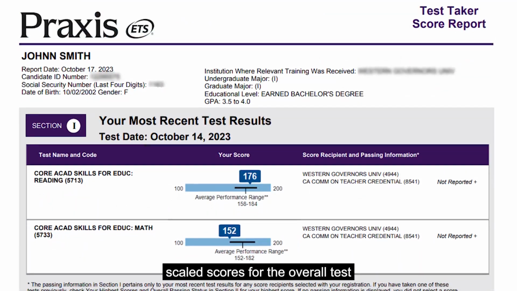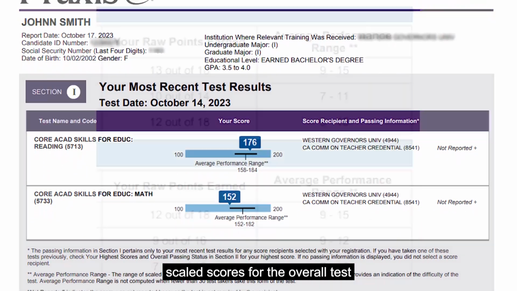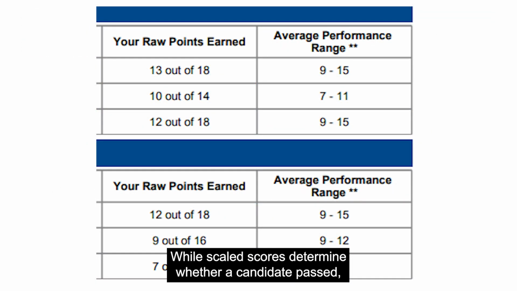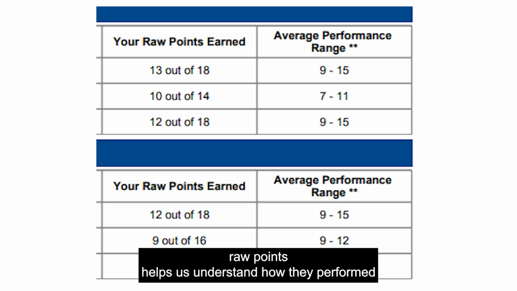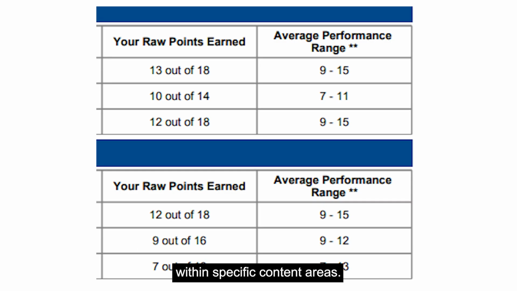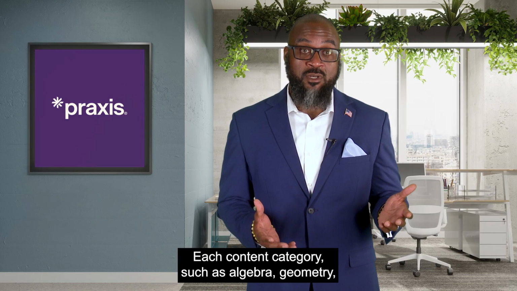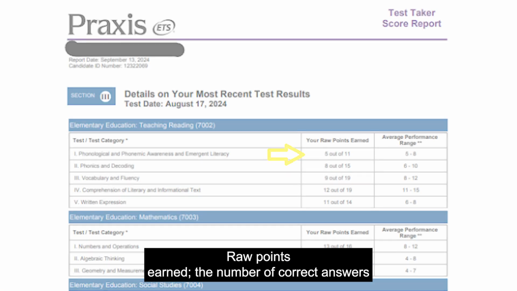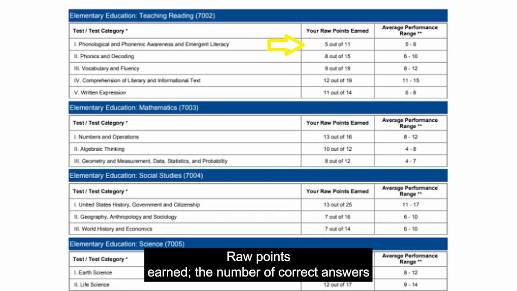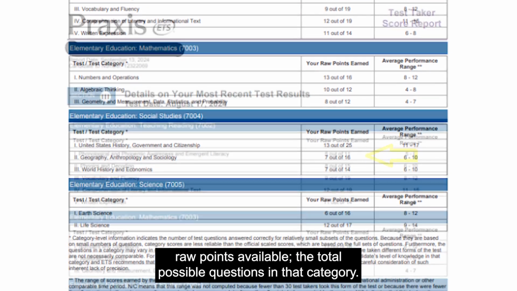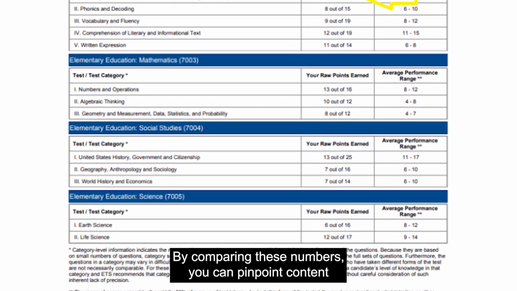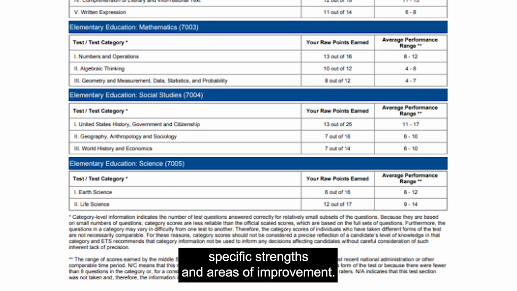Praxis tests report both scaled scores for the overall test and raw points for each content category on the test. While scaled scores determine whether a candidate passed, raw points help us understand how they performed within specific content areas. Each content category, such as algebra, geometry, or reading comprehension, shows two key numbers: raw points earned, the number of correct answers; raw points available, the total possible questions in that category. By comparing these numbers, you can pinpoint content-specific strengths and areas of improvement.